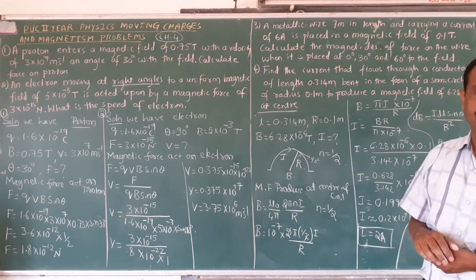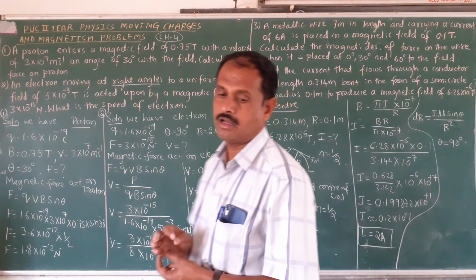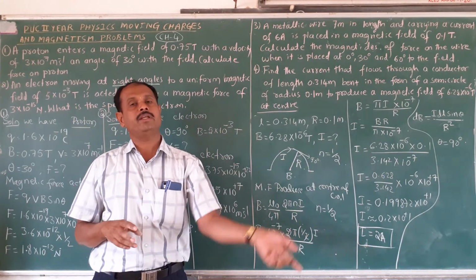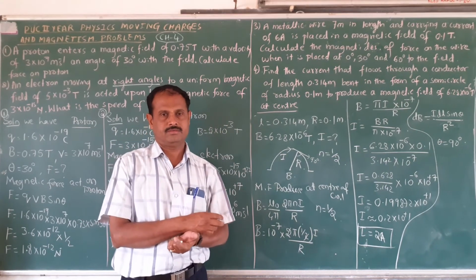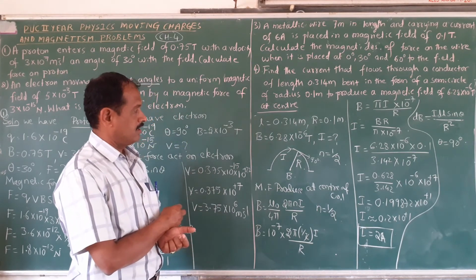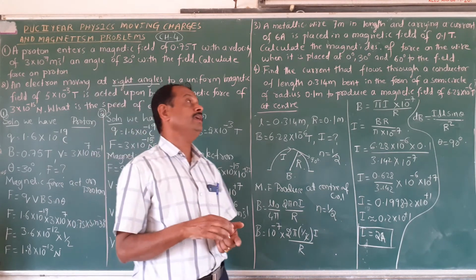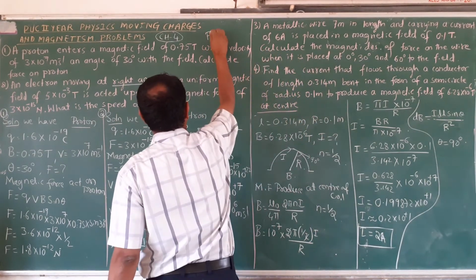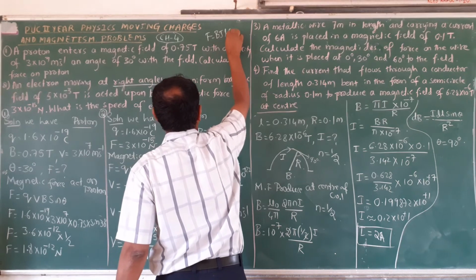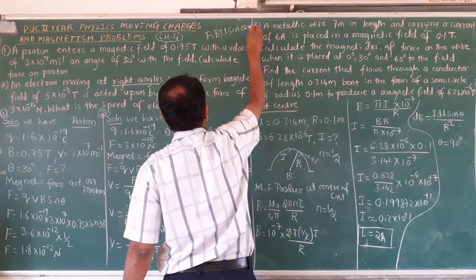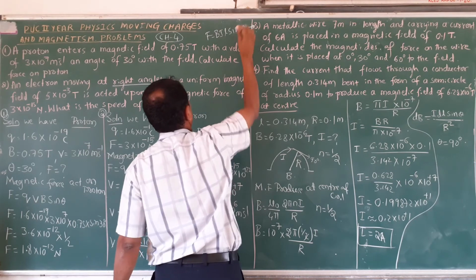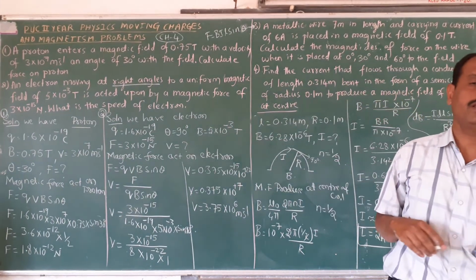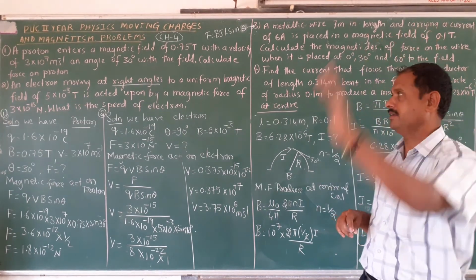The third problem is based on a simple formula: the magnetic force acting on a current carrying conductor when placed in the magnetic field. That is F is equal to BIL sin theta. This problem is based on this formula, the magnetic force acting on a current carrying conductor when placed in a uniform magnetic field. Fine.